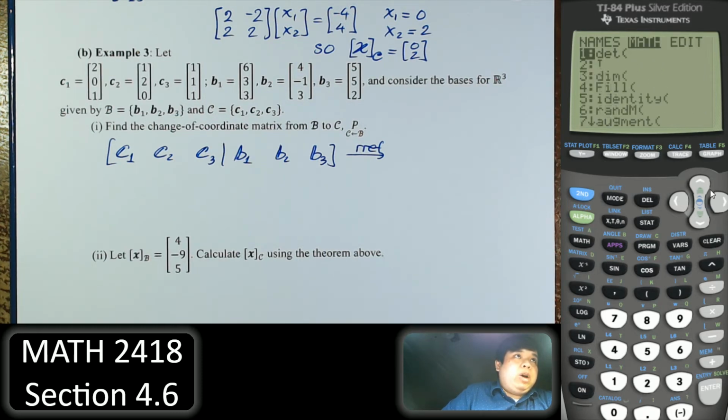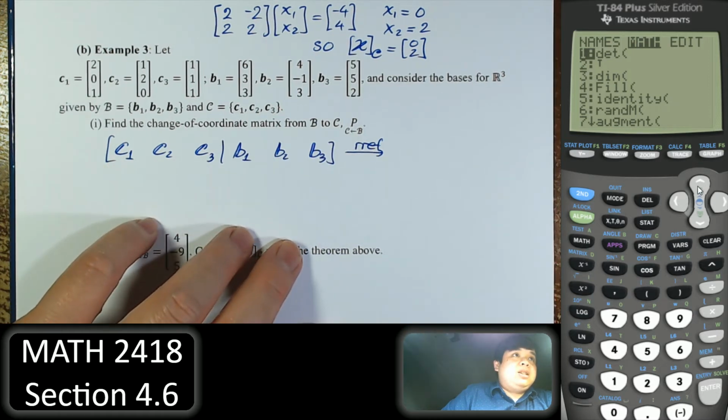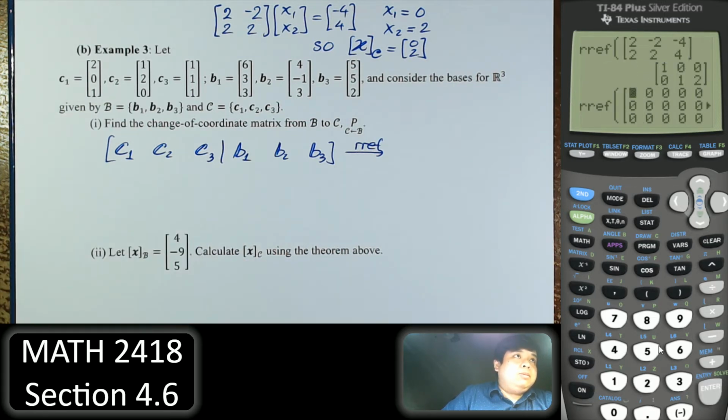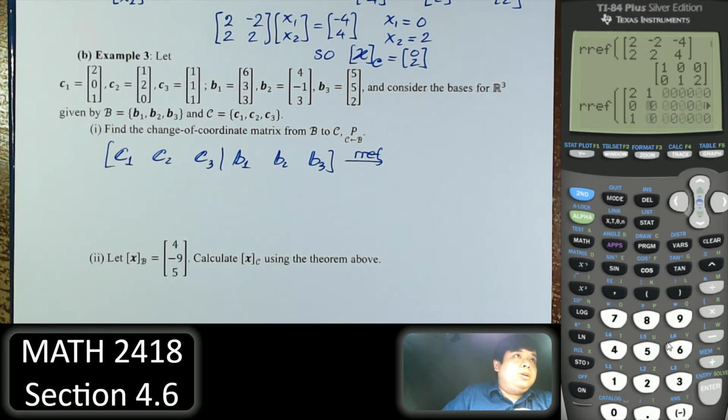Alright, so we reduce to echelon form. We have a 3 by 6 matrix here: C1, C2, C3, B1, 4, negative 1 and 3, 5, 5 and 2.